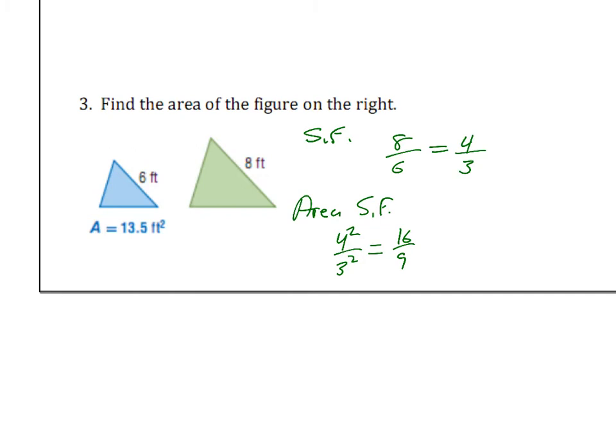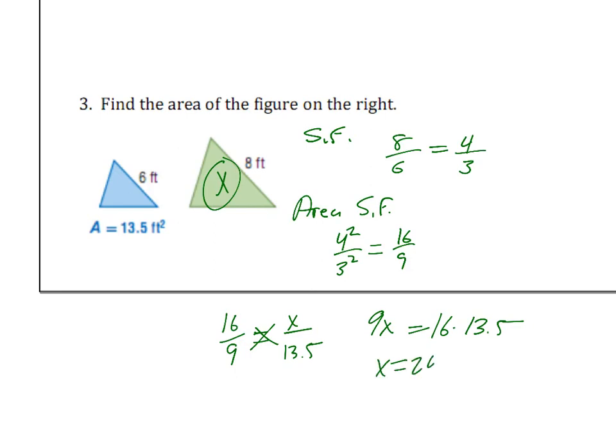All right. So now 16 over 9 is going to be equal to x over 13 and a half. All right, so there's my x, figuring out the area of that thing. So again, multiply diagonally. So 16 times 13.5 divided by 9. After all that, I get 24. So 24 is the area of that thing.